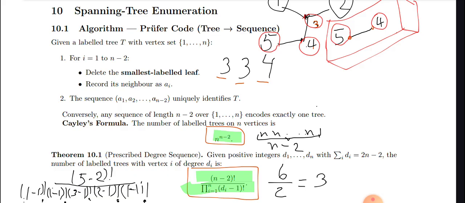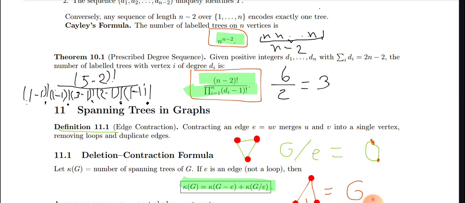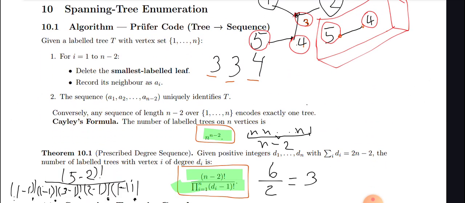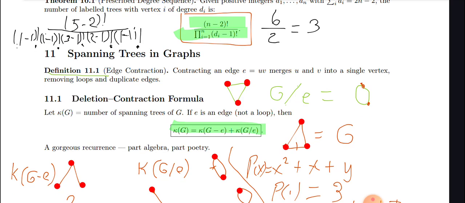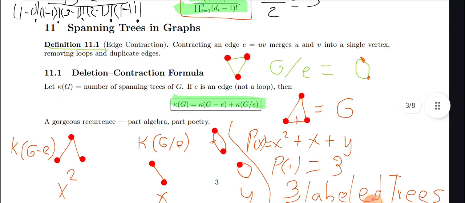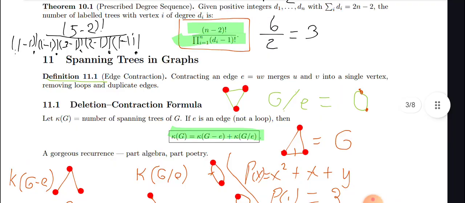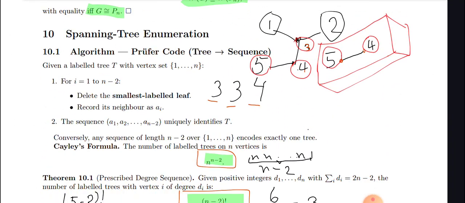We can even extend this to count trees with specific characteristics. This moves us to the prescribed degree sequence from Theorem 10.1. What if we want to count only the trees where the degree of each vertex i is fixed to some number, d_i? First, there's a constraint, right? The sum of all those degrees has to equal 2 times n-1. That's right. That's the handshaking lemma for trees. Once that's met, the formula for the count is given by a multinomial coefficient, n-2 factorial, divided by the product of d_i minus 1 factorial for all i.